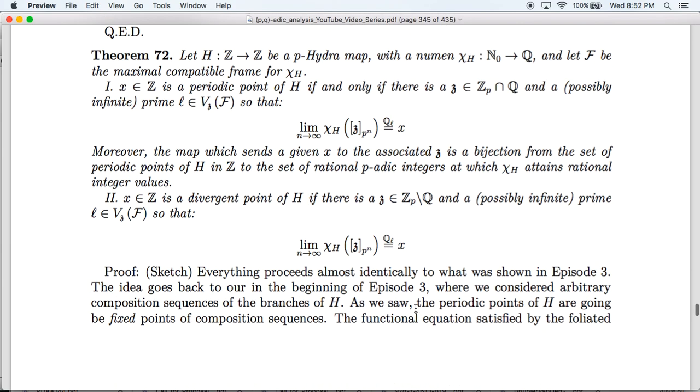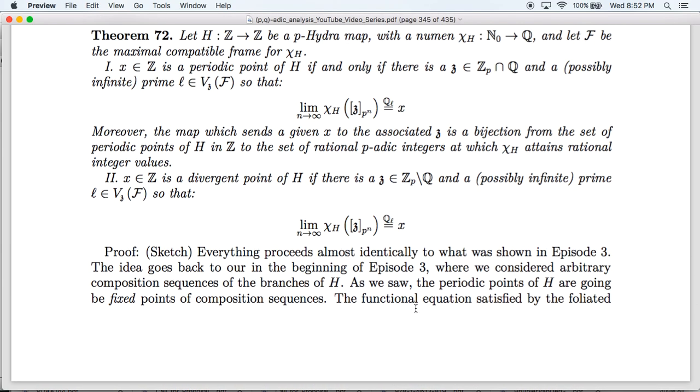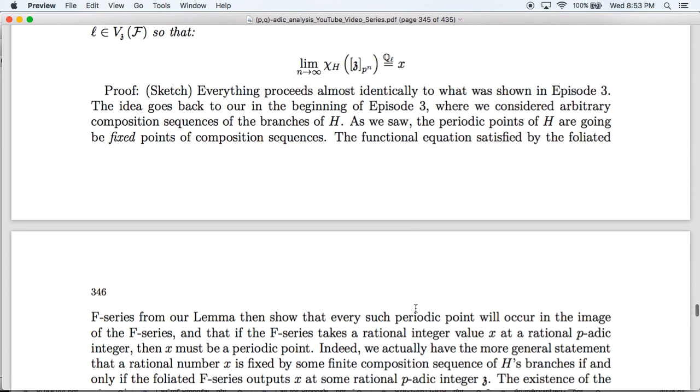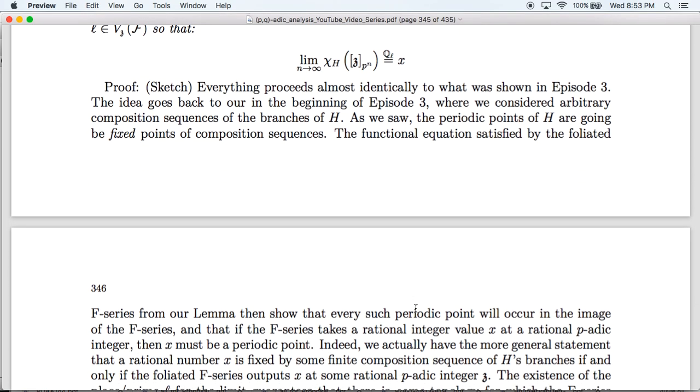And then the proof, just the sketch: everything proceeds almost identically to what was shown in episode 3. The idea goes back to what we talked about in the beginning of episode 3, where we considered arbitrary composition sequences of the branches of H. As we saw, the periodic points of H are going to be fixed points of composition sequences. The functional equation satisfied by the foliated F series from our lemma then shows that every such periodic point will occur in the image of the F series, and that if the F series takes a rational integer value at a rational p-adic integer, then x must be a periodic point.